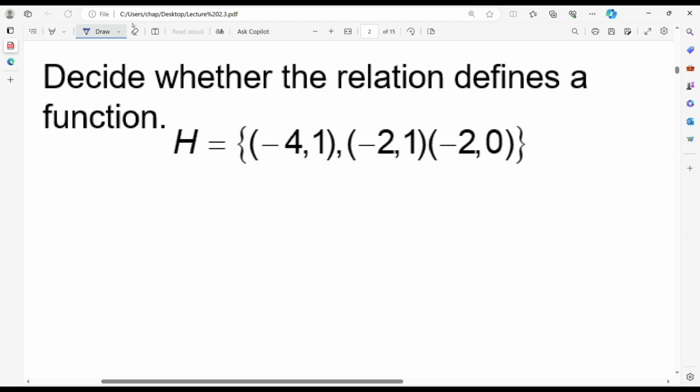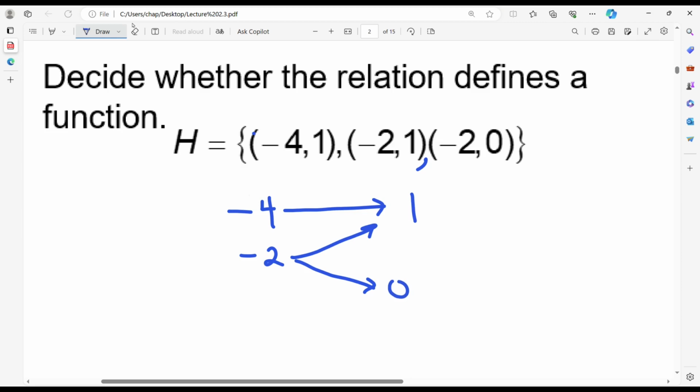Decide whether the relation defines a function. We have h consists of the points (-4, 1), (-2, 1), and (-2, 0). We'll illustrate if this is a function or not by drawing a picture. -4 goes to 1. -2 goes to 1. So we have no problem so far. But -2 also goes to 0. In this case, we have 2 different outputs for -2, and therefore, this is not a function.